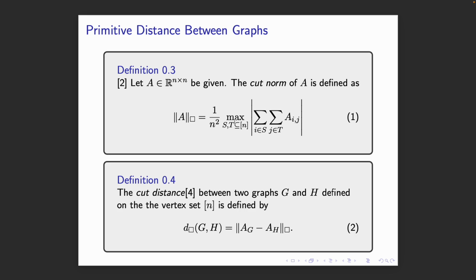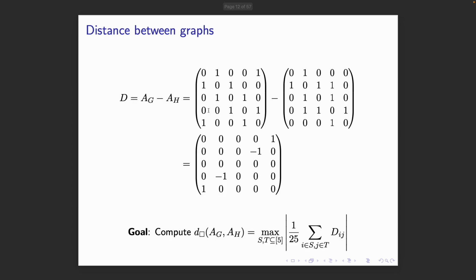Basically, if you have an n by n matrix, the cut norm of that matrix is you divide by n squared, and then you look at all possible subsets of the row and column indices, and then you sum up the corresponding entries of the matrix. It's easier to see visually. These are the two adjacency matrices of the graphs we were talking about. This is the difference matrix of those two.